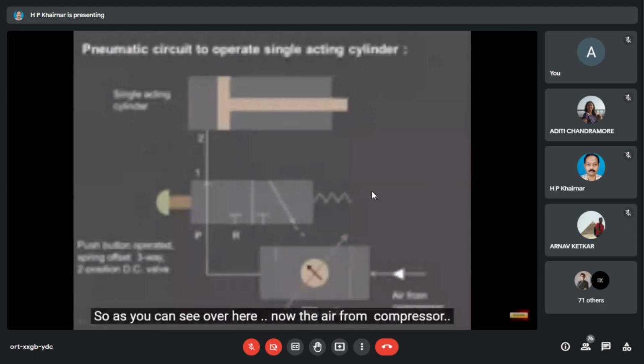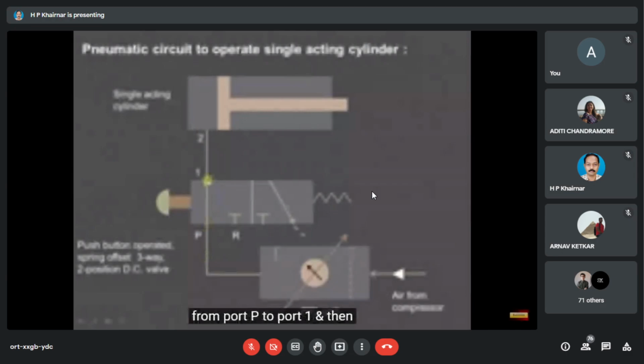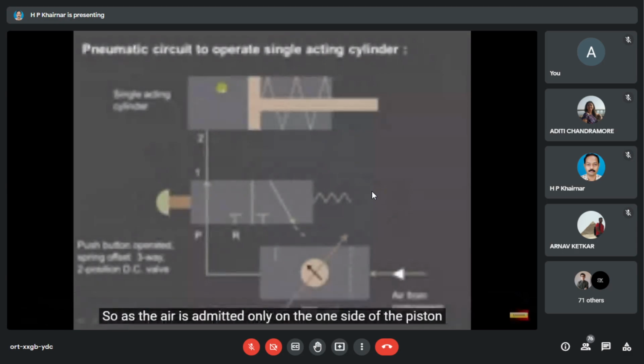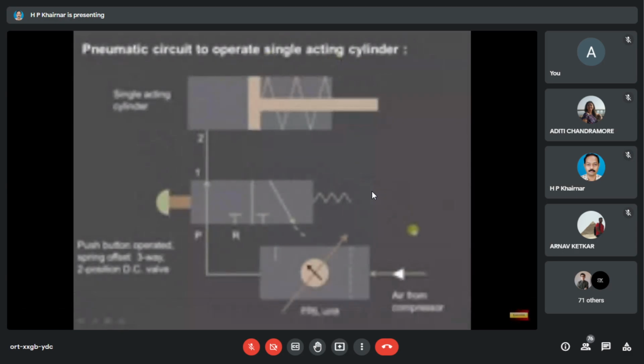As you can see over here, now the high pressure air from the compressor enters into the FRL unit, from this to port P, from port P to port 1, and then from port 1 to port 2. Then the air pressure will act against the spring which is there. This port R is blocked. So the air is admitted only on one side of the piston. Therefore, it is known as single acting cylinder.